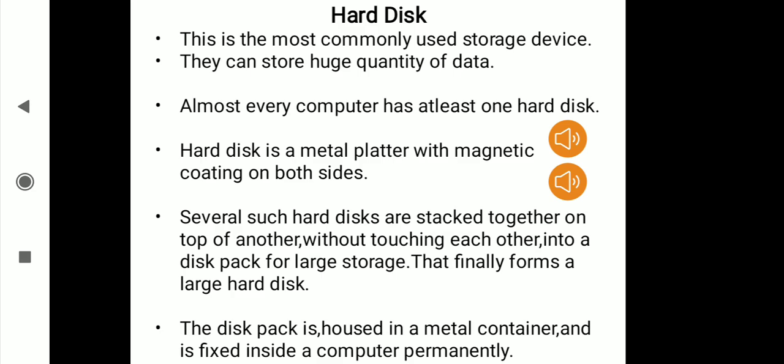Now several such hard disks in the form of metal platters are stacked together on top of another. That is, they are kept on top of one another without touching each other. And once they do like that, it forms a disk pack for a very large storage. Then the disk pack is housed in a metal container, and that is finally fixed inside a computer permanently.